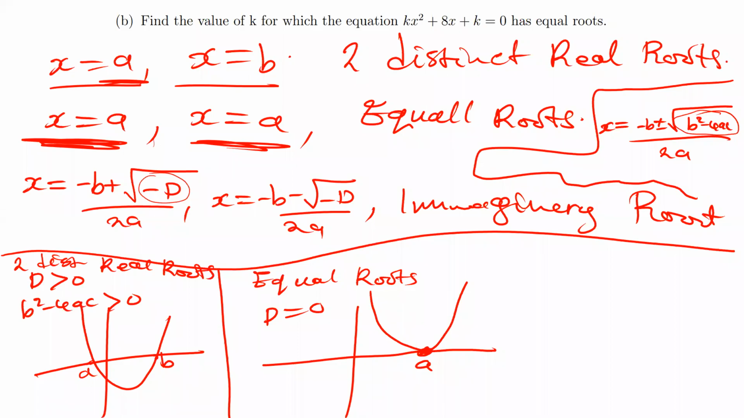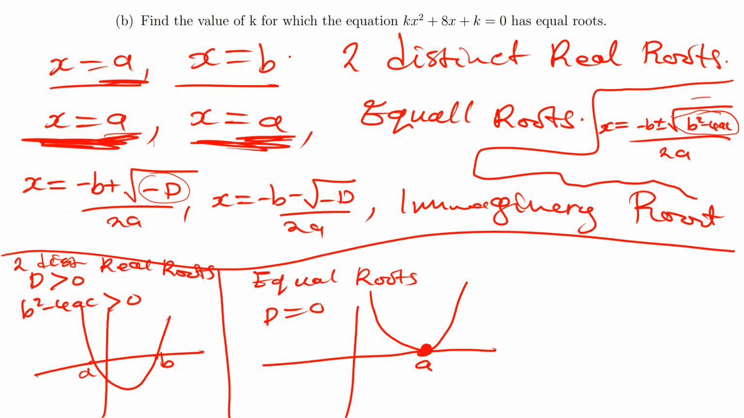All right, so I was talking about equal roots. When we talk about equal roots, we are simply describing a quadratic equation that has only one root. It means that it only cuts the x-axis at one point. So if, for instance, the root is a, it means that it cuts the x-axis at the same point, which is a.